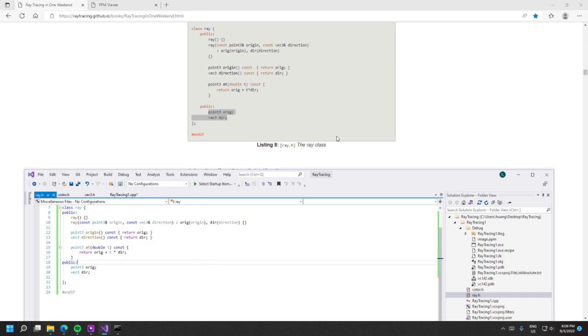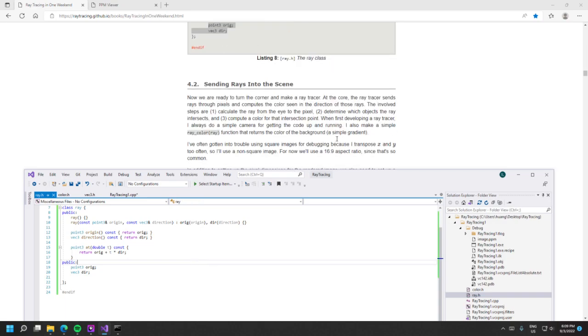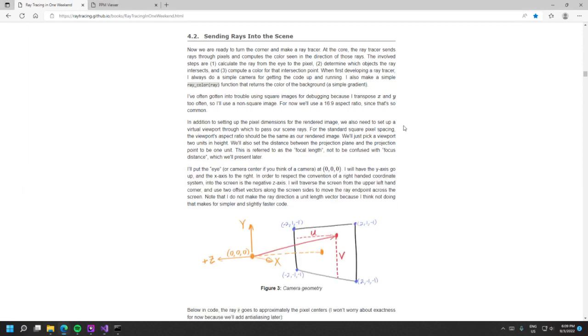Okay, so we have our ray class now, and sending rays into the scene. Now we're ready to turn the corner and make a ray tracer. At the core, the ray tracer sends rays through pixels and computes the color seen in the direction of those rays. The involved steps are: first we need to calculate the ray from the eye to the pixel, then we want to determine which objects the ray intersects, and third, compute the color. When first developing a ray tracer, I always do a simple camera for getting the code up and running. Okay, so we're going to do that first.